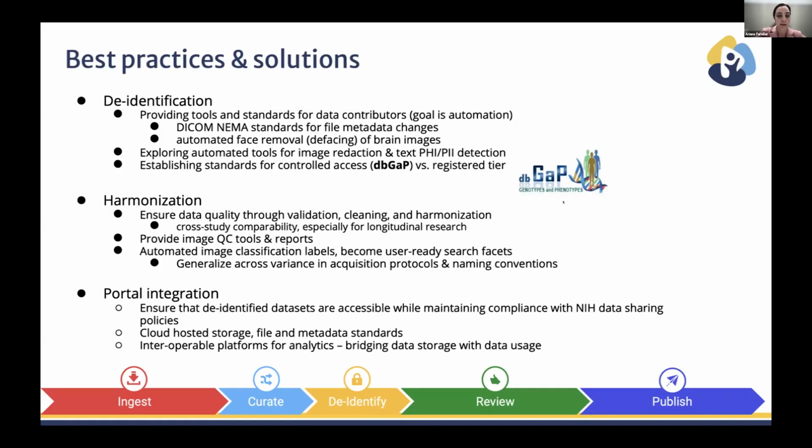For example, there is an image classification method that can be used to extract meaningful and harmonized labels associated with each image, defining what the image type is. And we have methods of then feeding those into, for example, the INCLUDE portal or other methods such that those labels can be used for exploration and use of the data downstream by data users. Importantly, this generalizes across the variants in acquisition protocols and naming conventions, as I mentioned earlier.